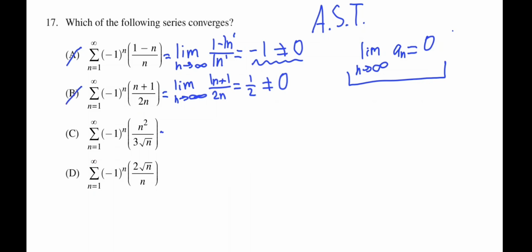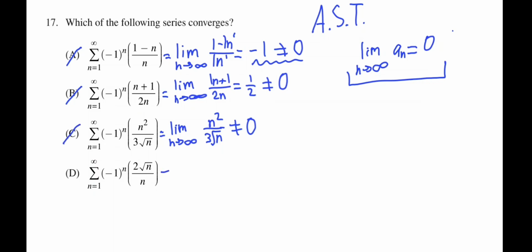Then for C, we have the limit as n approaches infinity of n squared over 3 times the square root of n. Now since we don't have the same power at the top and the bottom, it's a top heavy function. This function has a slant asymptote, so the limit would not be 0 for sure. Even if we solve for the limit by dividing every power of n at the top and the bottom by the biggest power of n in the denominator, that would not give us 0. So C would not be the answer.